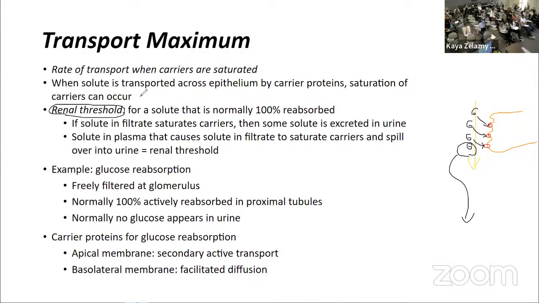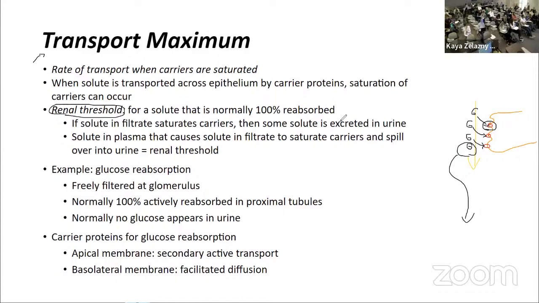So the transport maximum, the reason we have 2 words, is referring to it from the level of the carrier itself, so how fast they can transport this stuff. The renal threshold is a concentration of a solute, like a blood concentration of glucose. So we'd have a speed, and this is going to be a concentration.